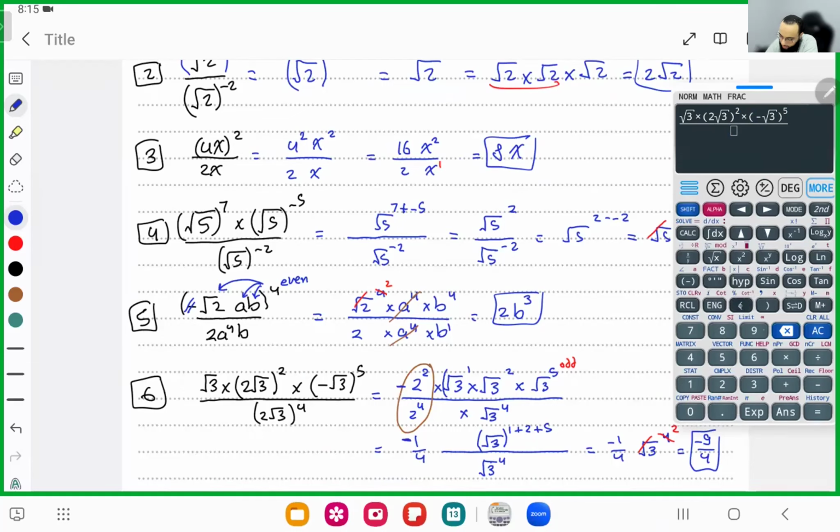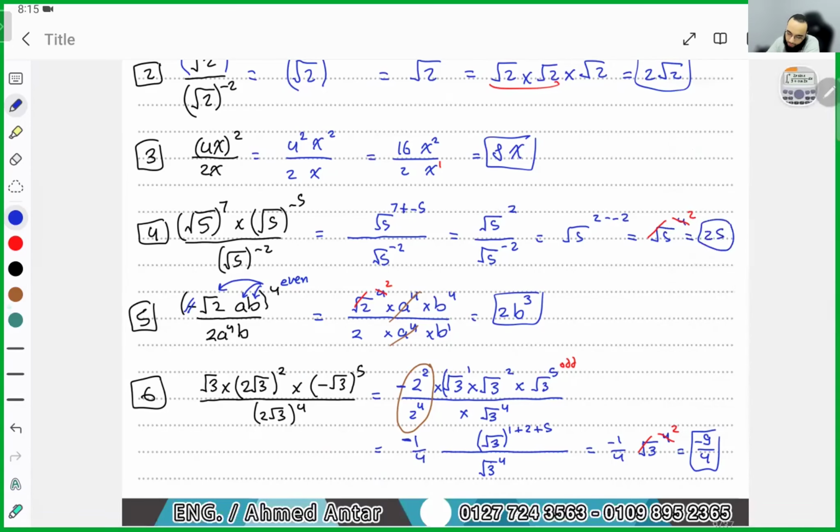down, bracket, 2 root 3, outside the bracket, power of 4. It's negative 9 over 4. We are correct. Any problem? No. So, firstly, I get this negative sign outside the bracket because the power was odd.